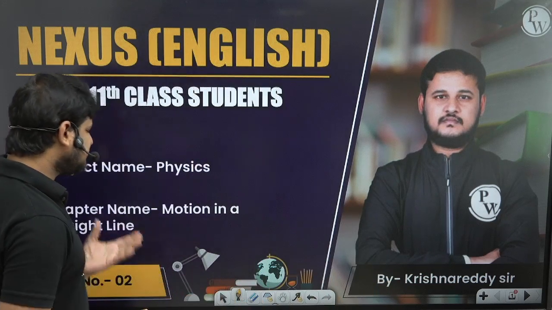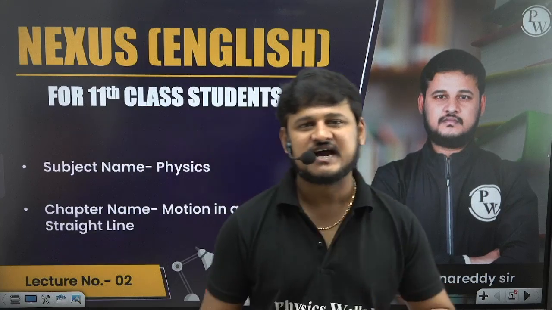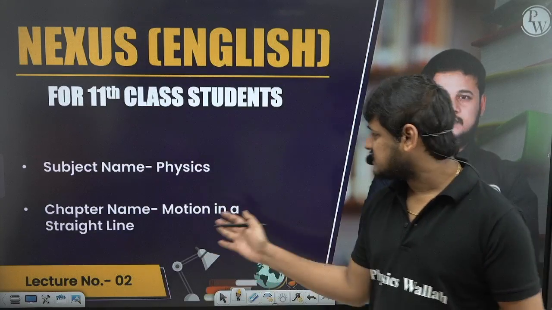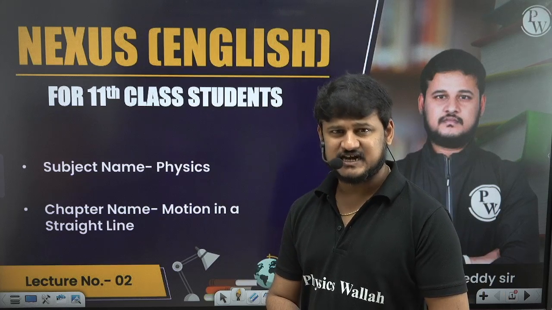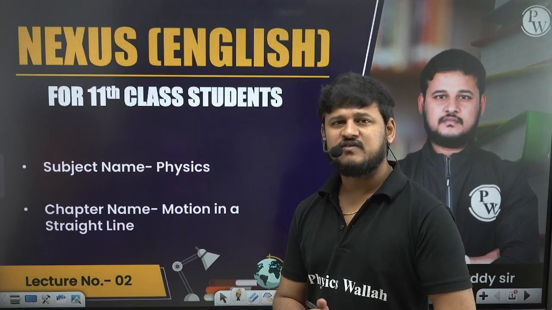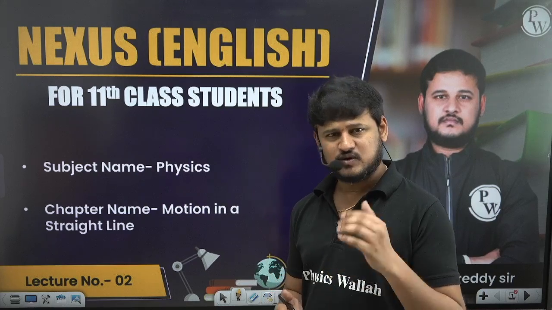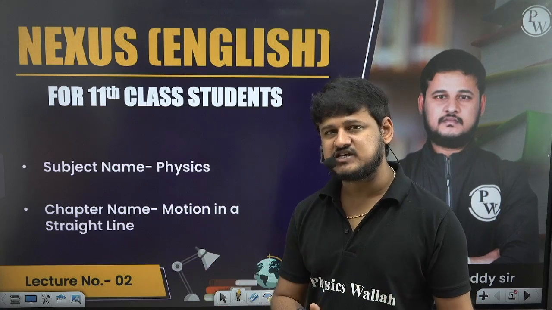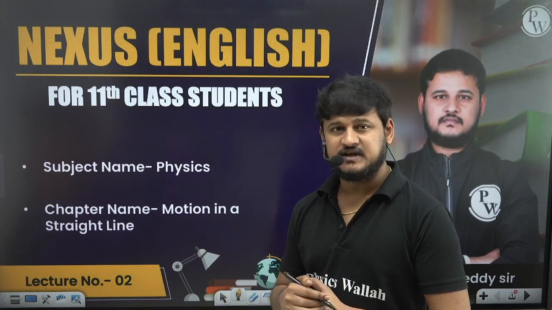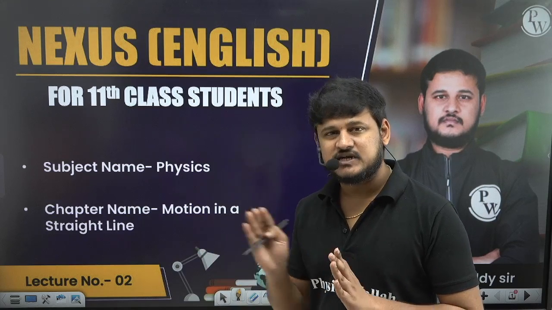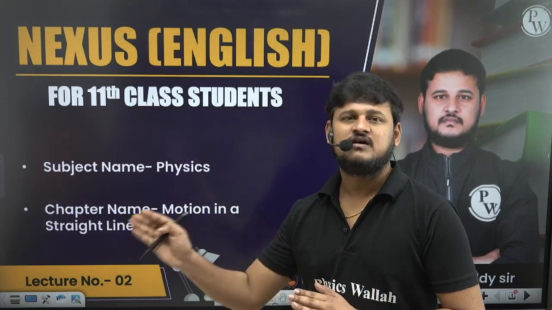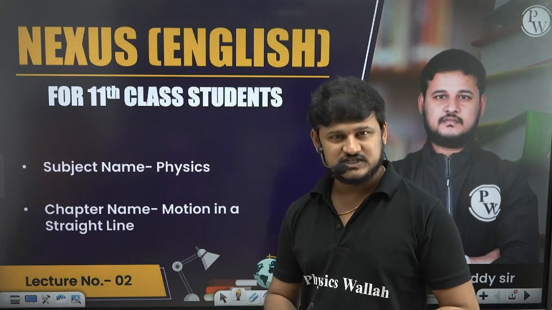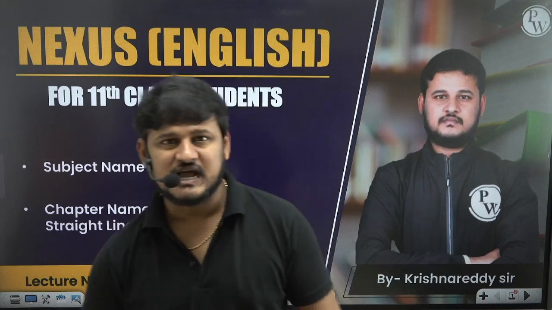So in the last session we started kinematics, the motion in a straight line. In lecture 1 we covered the basics like what is distance and displacement, what is velocity, speed, average velocity and average speed, and how we get the velocity from the displacement-time graph, and the acceleration from the velocity-time graph. So all of this we learned in the last class.